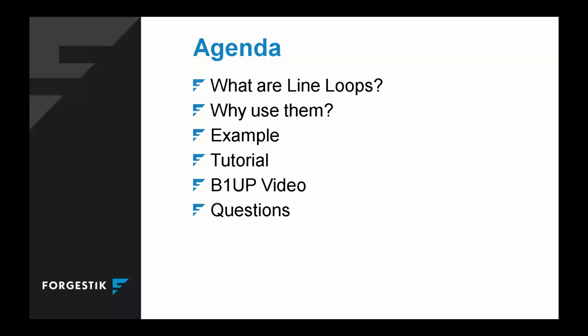So what are line loops? Line loops are a universal function in B1UP where you can loop through a matrix. Commonly you can think of a matrix as, on a sales order, where you have your items. So you have items, quantities. It allows you to read live data within those matrix columns and make changes.